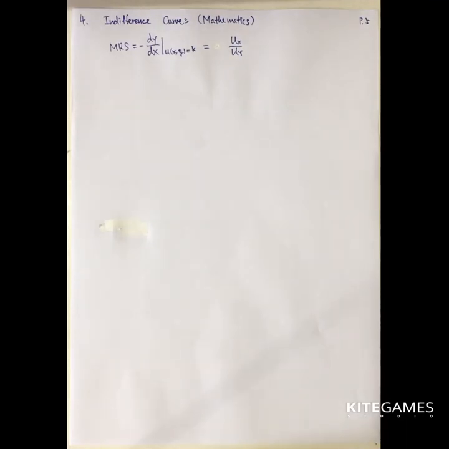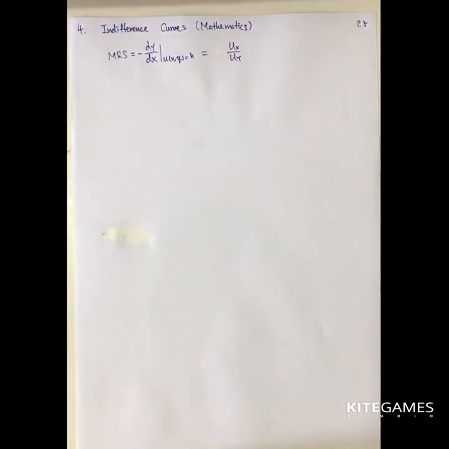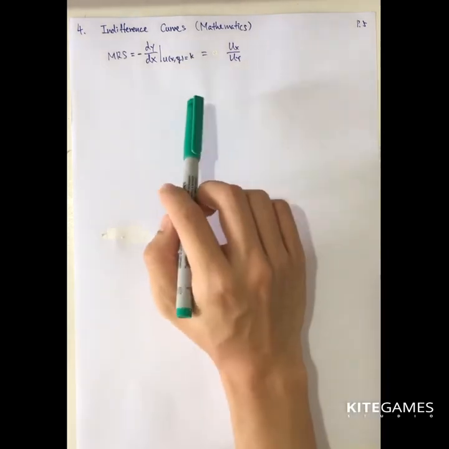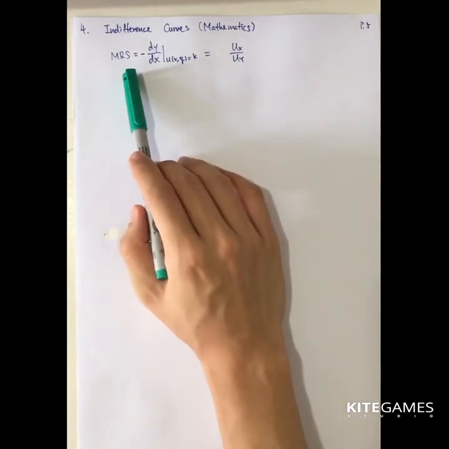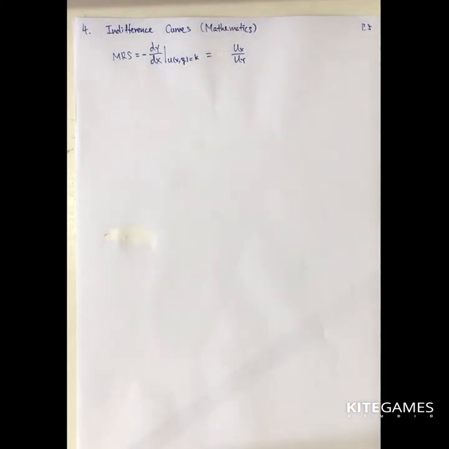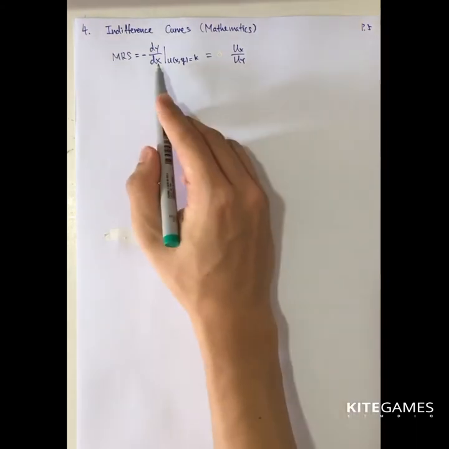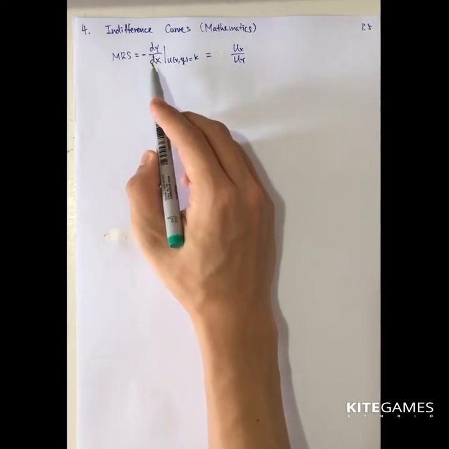Okay, next, we will talk about some mathematics in the utility analysis. Basically, we will use some calculus to represent some properties of the indifference curves. The first one is the negative slope. The MRS, as we have just mentioned, is the maximum amount of y you are willing to give up for one more unit of x while keeping the utility constant. In mathematical terms, this is equal to dy/dx, because this is the slope.